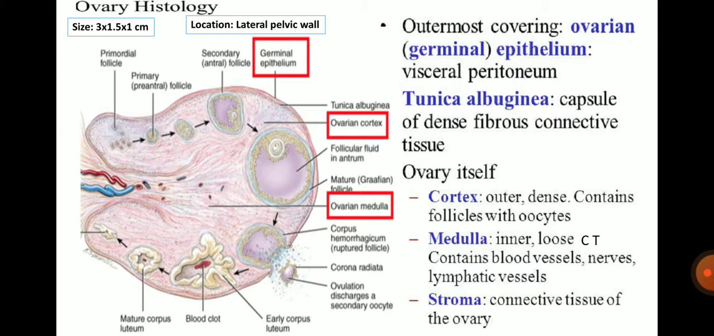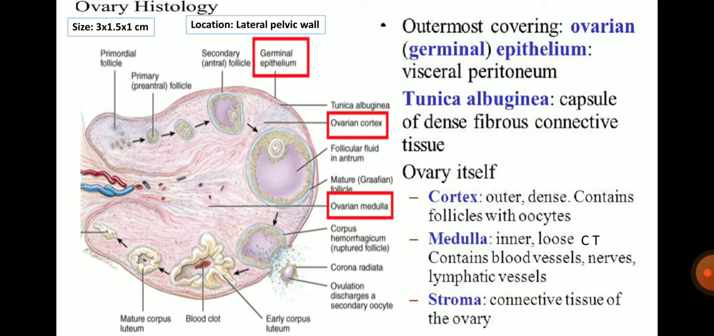Then the next layer is the tunica albuginea. Then there is a capsule of dense fibrous connective tissue, actually. Then the ovary itself comprises the outer cortex region and the inner medulla region. You can see in the cortex a number of follicles in different stages of development, like the primordial follicle, primary follicle, secondary follicle, tertiary follicle, and the mature Graafian follicle.